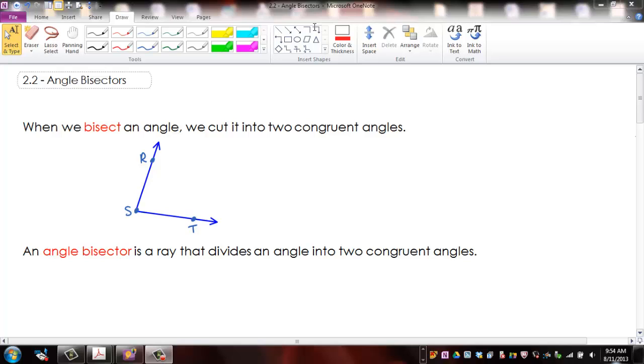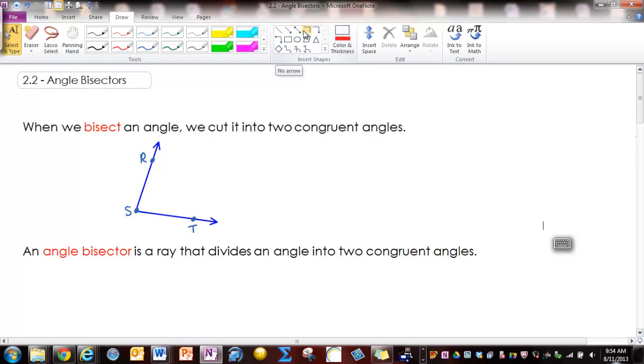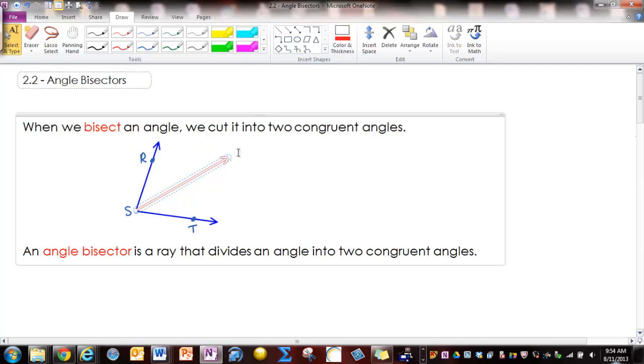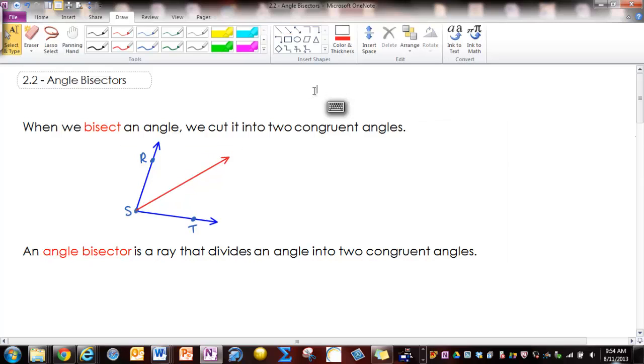When we bisect an angle, we cut it into two congruent angles. So we're starting here with the blue angle, angle RST, and I will be bisecting this angle. When we bisect an angle, we construct a ray with its endpoint at the vertex of the angle, and we make that ray go between the two sides of our angle RST. And what that does is it constructs two congruent angles. I'm going to show that by making an arc on each of those two angles showing they're congruent.